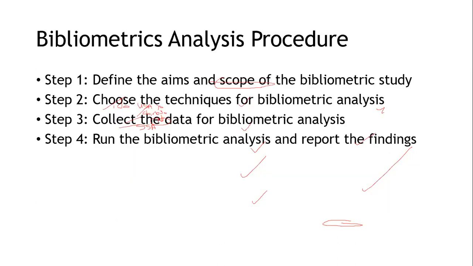This is the process of bibliometric analysis. You define your aims and scope of the bibliometric study, then choose the techniques for bibliometric analysis. So you choose between all those techniques that we've been discussing, which one you want to do. And as you go deeper into understanding these techniques, you will see which one is better for you, depending on your needs. Then you collect the data for bibliometric analysis, run the bibliometric analysis, and report the findings.